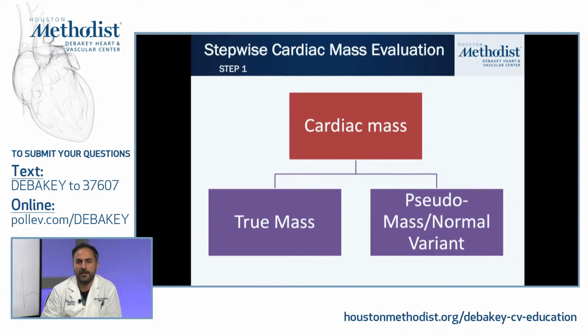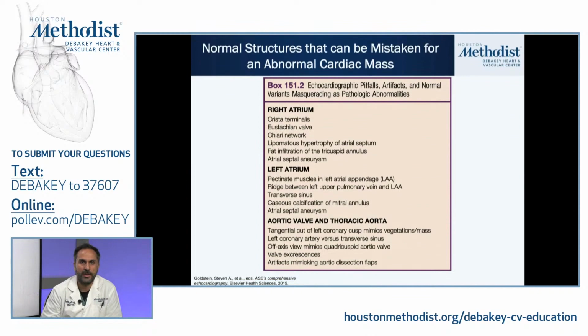So we'll go through a tree algorithm, if you will, for stepwise cardiac mass evaluation. First of all, number one: is it a true mass, or is it a pseudo mass or a normal variant? This is a quick table of structures that can be mistaken for an abnormal cardiac mass. Dr. Kurrelmeyer showed many of those examples, but just to give a few: the eustachian valve, Chiari network, lipomatous hypertrophy of the interatrial septum, pectinate muscles in the left atrial appendage, Lambl's excrescence, just to name a few.